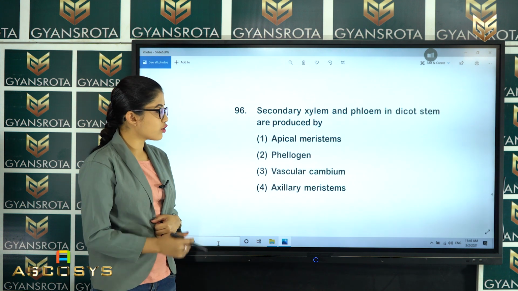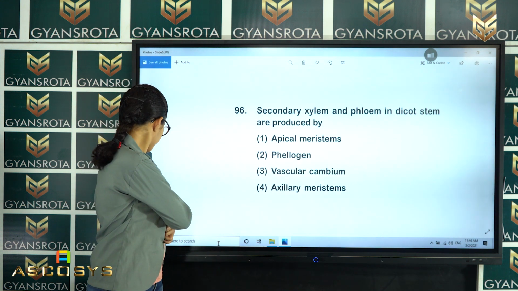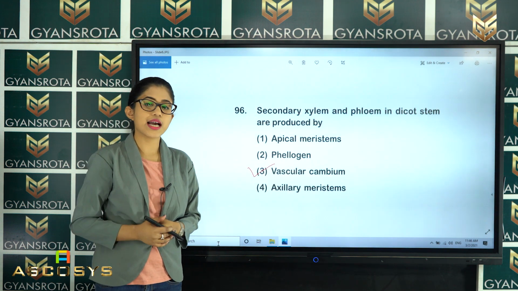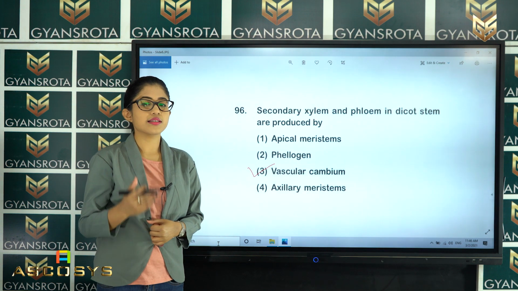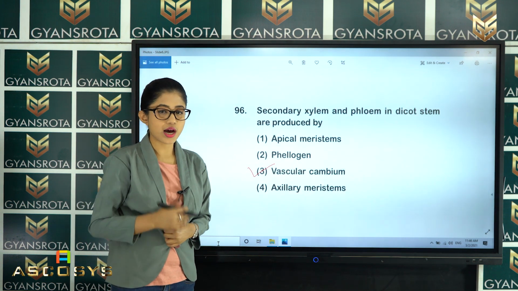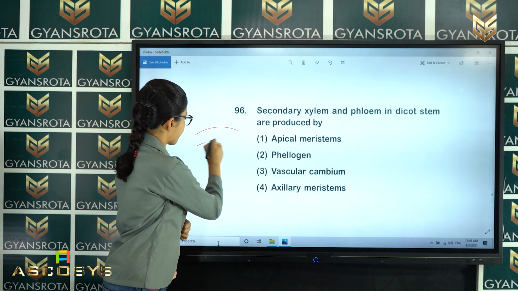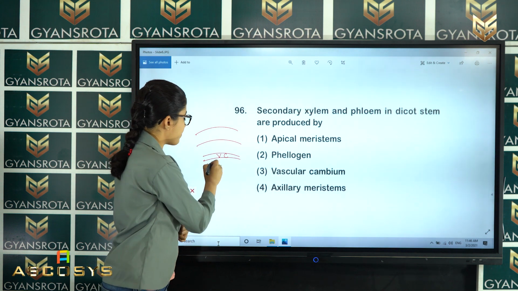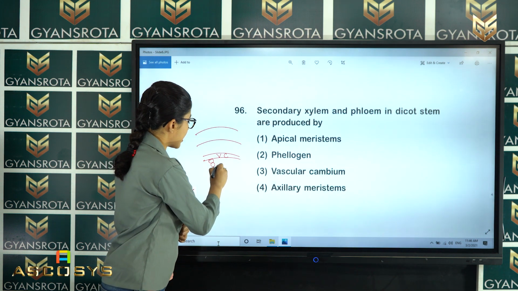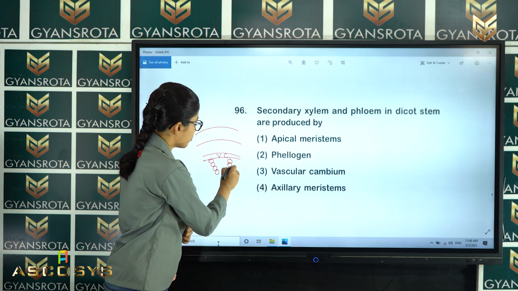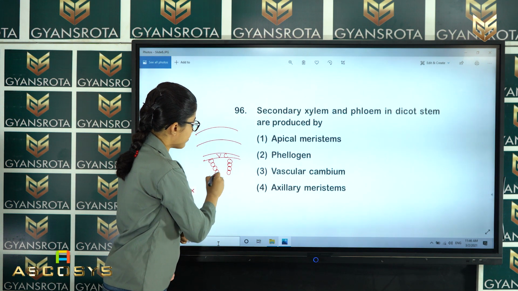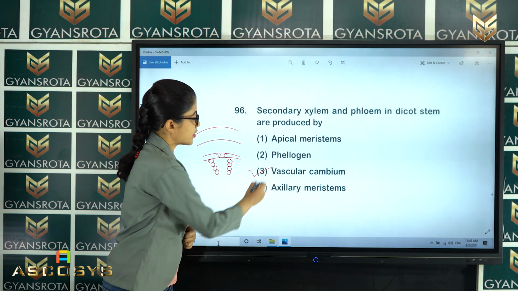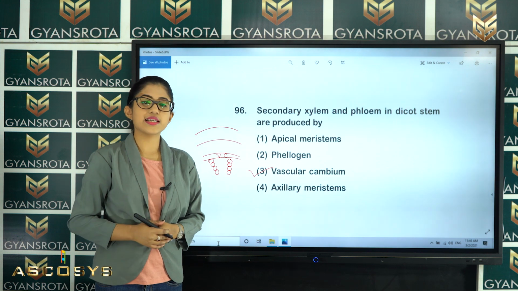So which among them is the correct option? That is the option number 3, vascular cambium. So with the help of the vascular cambium, the secondary phloem and xylem are formed. So I hope you have remembered that part. This is the vascular cambium and it breaks the xylem and phloem tissue into the secondary xylem and phloem tissue, right? So option number 3 is the correct answer. Now let's see the next question.